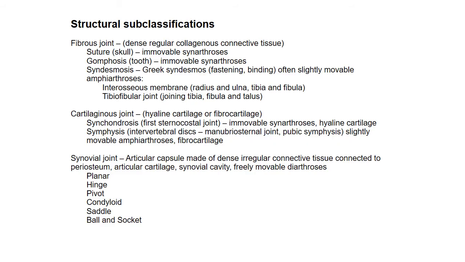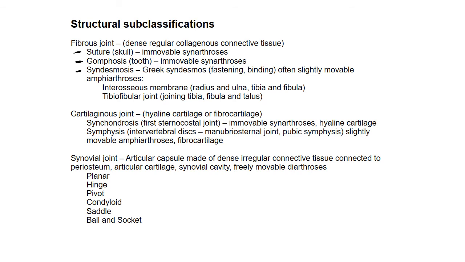And just for fun, to make things a little more complicated, in terms of the structural classifications of joints, you have fibrous joint, cartilaginous joint, and synovial joint. There are sub-classifications underneath the structural classifications. Under fibrous joint, you can have sutures, gomphoses (or gomphosis, singular), and syndesmoses (or syndesmosis).